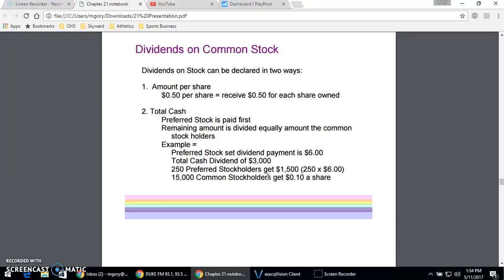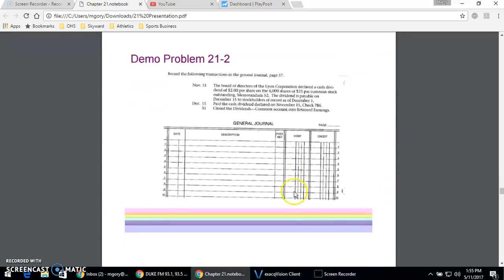So in this example, let's say, for example, we have preferred stock dividend set at $6. Total cash dividend is $3,000. So 250 preferred stockholders are going to get their $6 per share. That is going to equal $1,500, and then of the 15,000 common stockholders, they're only going to get what's left, which is 10 cents per share. But both of them are going to have to be recorded as dividends paid. All right, so let's take a look at this. We will be doing this in problem 21-2, so go ahead and give this a try if you wish. Otherwise, we'll be working on it when we come together next time in class.